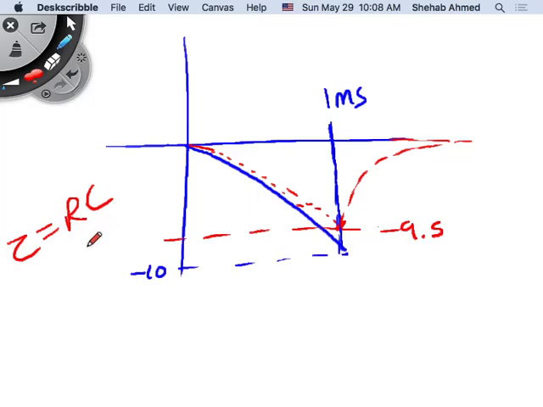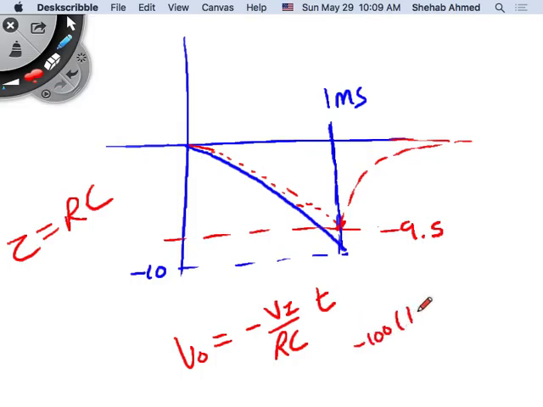Before, the circuit did not have a time constant. The output voltage equation was what? It was minus VI over RC, with RC being our input resistor, not the feedback resistor, times t, right? There was no time constant yet. So this is the fastest that it can rise and the fastest that it can fall. But now the voltage is minus 100 times (1 minus e to the minus t over tau). So it's going to be controlled by this time constant, and this will definitely be slower.